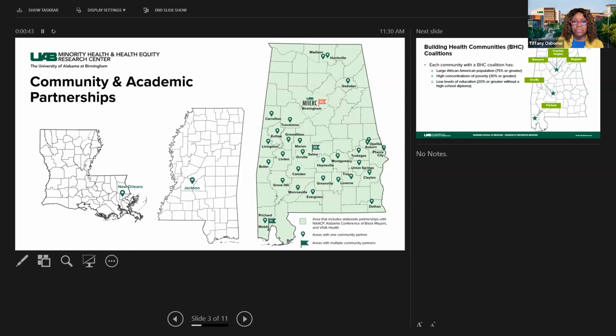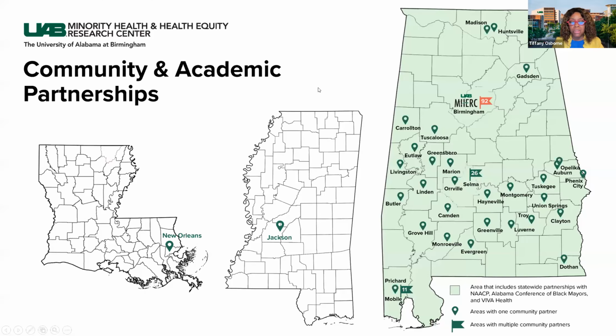You can see to the far right of your screen, the green state is Alabama. And you can see we have partners all over the state, most of them in the central portion of the state, but we also have diverse partners in Mississippi and Louisiana. This has been a part of our academic and community partnerships, working with universities like LSU and universities in Mississippi to help us connect with those partners there.